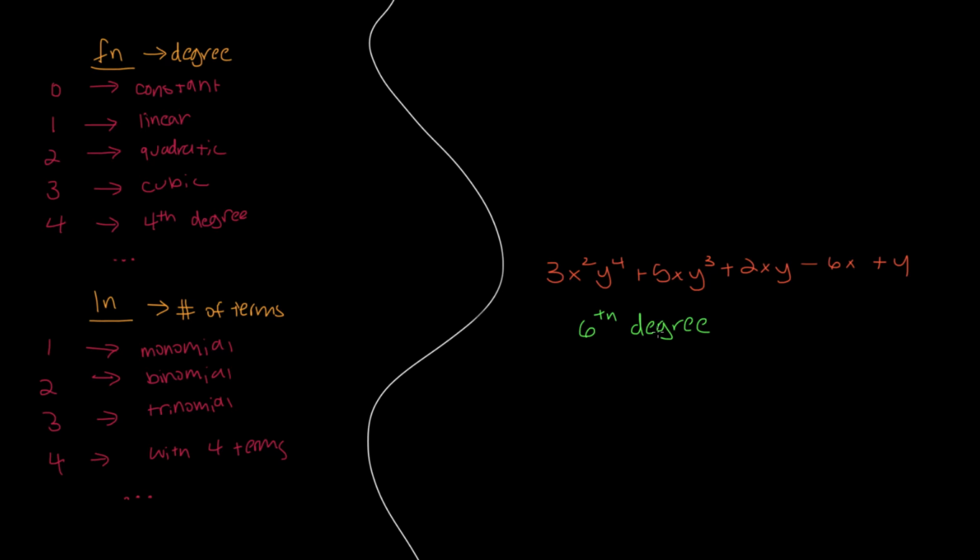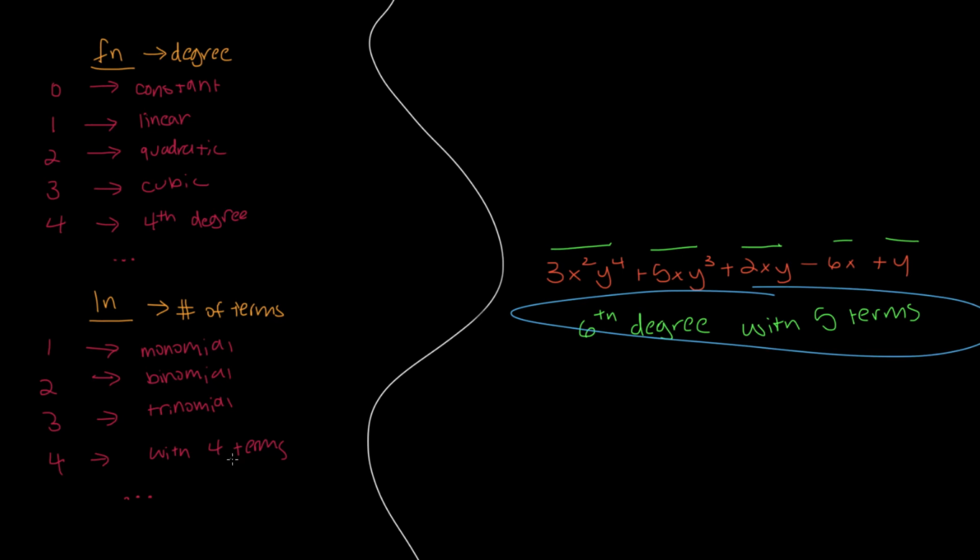And then we need the number of terms. So this is 1 term, 2 terms, 3 terms, 4 terms, 5 terms. Looking at our chart, anything above 4 is just going to be with blank terms. So this is a 6th degree with 5 terms. And so that is its name.